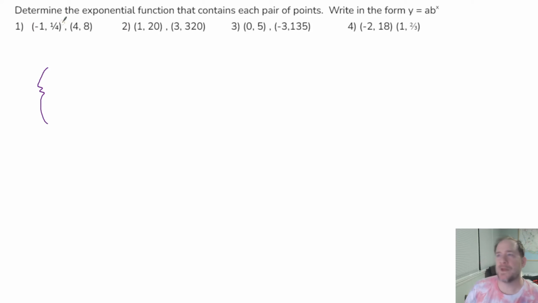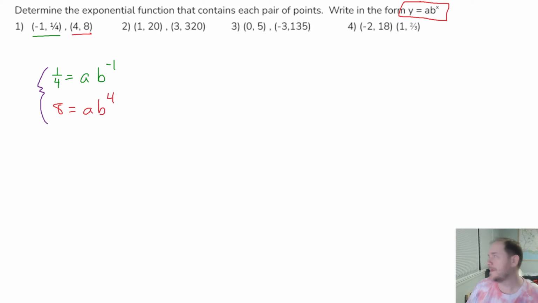Okay, so we said that to write an equation of the form y equals a times b to the x, what we want to do is take each of the ordered pairs we're given, plug the x in for x, plug the y in for y, and generate 2 equations. So I'll use this first point, and we'll say y is 1/4, and it's equal to a times b to the negative 1. Then we'll take the second point, this one, and we'll say 8 is equal to a times b to the 4th power.